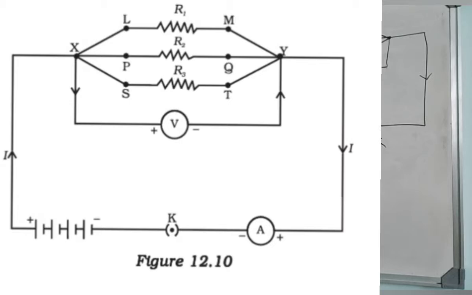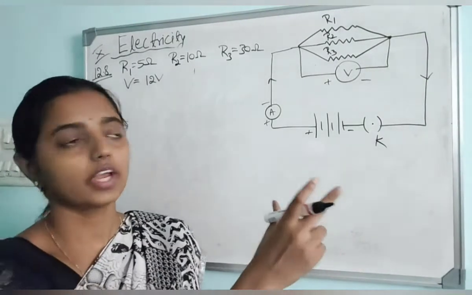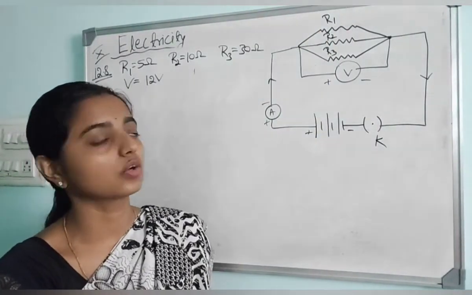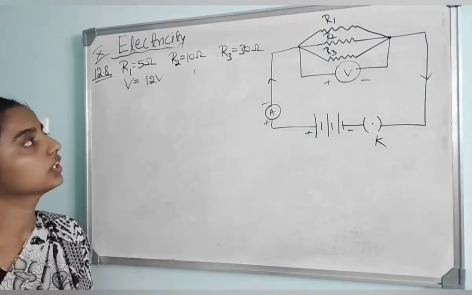So draw the diagram, and they have given the resistors R1, R2, R3 with the values 5, 10, 30 ohm which are connected in parallel with a battery of 12 volt, and they are asking us to calculate 3 points: the current through each resistor, the total current in the circuit, and the total circuit resistance. So this is the diagram which you need to draw. Everything is connected. Let us name all 3 resistors R1, R2 and R3, and the values given: R1 is 5 ohm, 10 ohm, 30 ohm, and V is 12 volt.